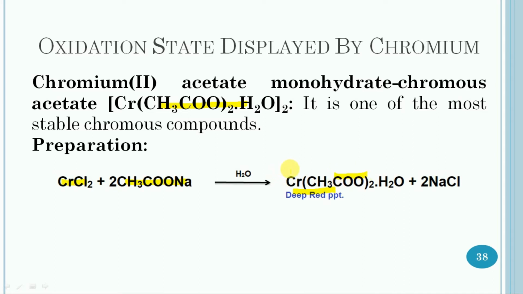The red precipitate is filtered in the absence of air and washed with cold water to free it from chloride ion. It is then dried in a vacuum desiccator over phosphorus pentaoxide. The chromous chloride is prepared from chromic chloride by reduction with zinc and concentrated HCl in the absence of air used in these reactions.